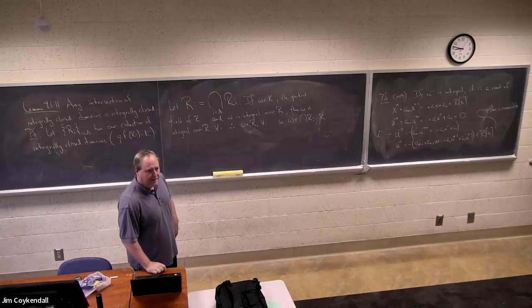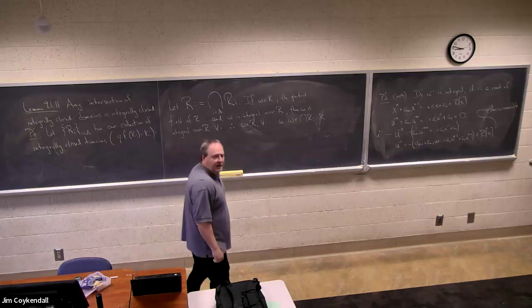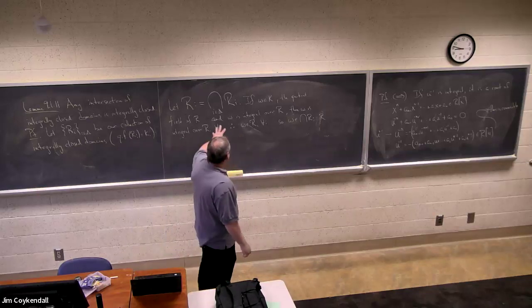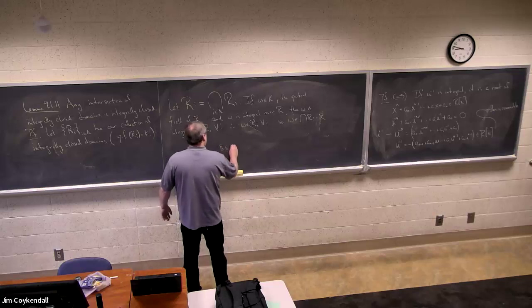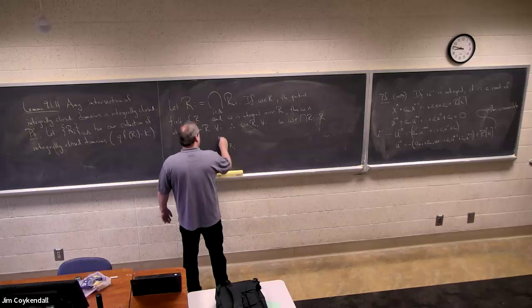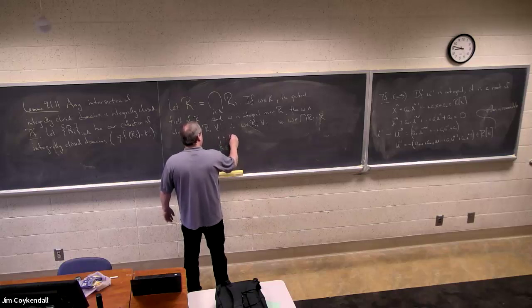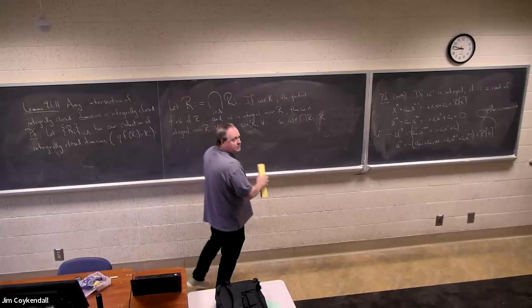Yes, do we have to say that the quotient field of R is contained in the quotient fields of the R_i? Well, it certainly is, right, because R is contained in R_i. So if R is contained in R_i, then the quotient field K is contained in whatever the K_i is.